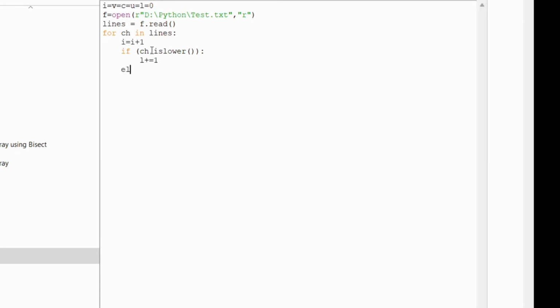Else, what does it? So else means elif. Else, if I find ch dot isupper, what I'm going to do? U plus equal to 1. That is u is equal to u plus 1. Okay, so this is for lower and upper case. The next, what are the two cases mean? I need to find out whether it's a vowel or a consonant.